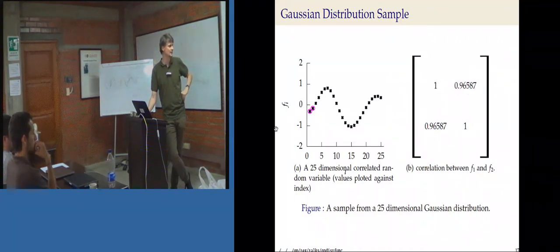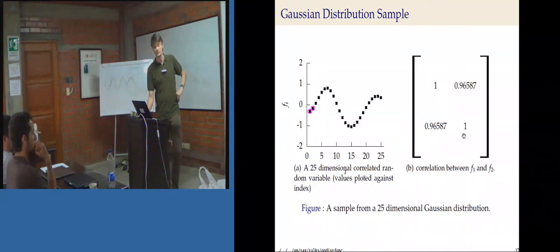What it says is that the variance of each point a priori is 1, and then the cross covariance between f1 and f2 is 0.96587. Now, because the diagonal is normalized in this case, these are also correlation coefficients. So we've got a normalized diagonal, the diagonal is 1, so this is also the correlation coefficient. So we're saying very strong correlation between f1 and f2.